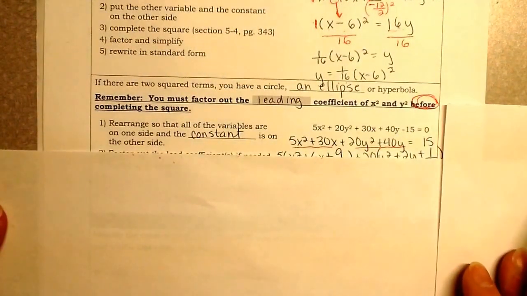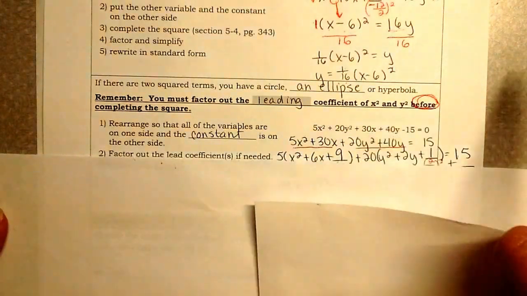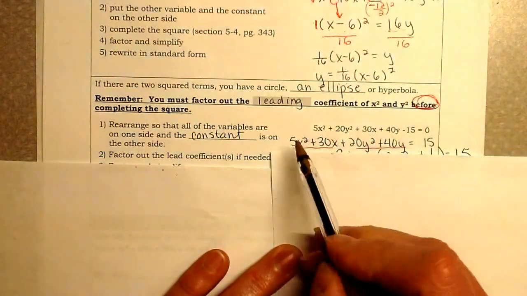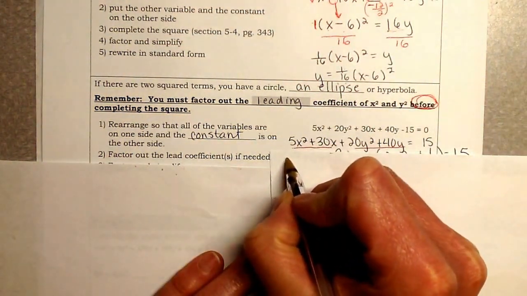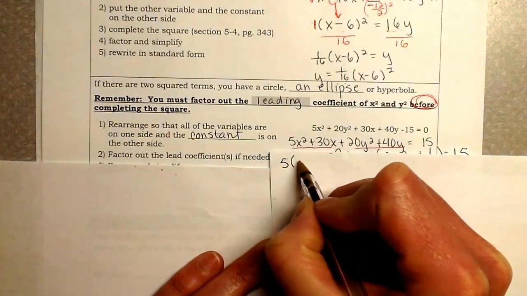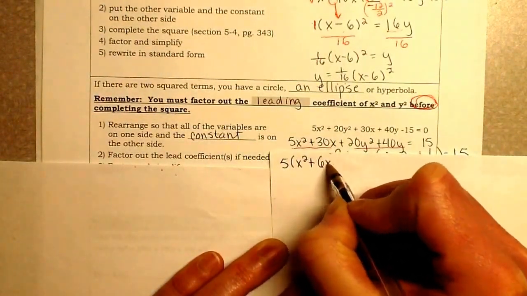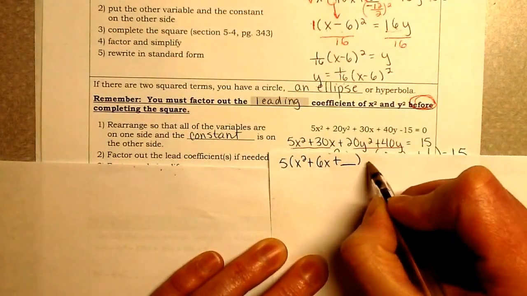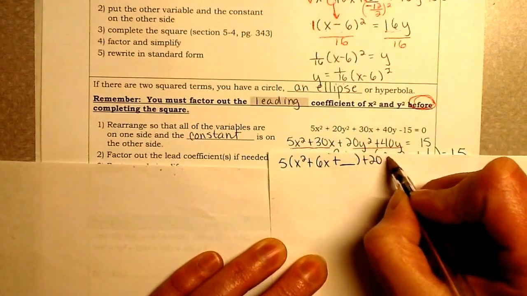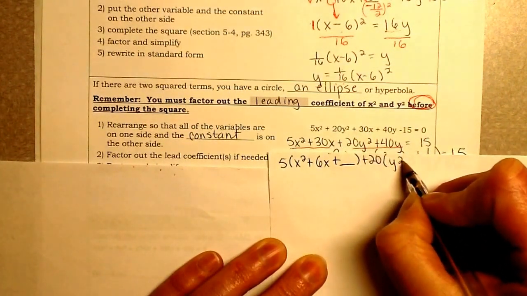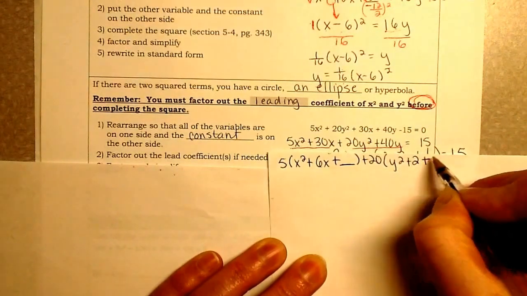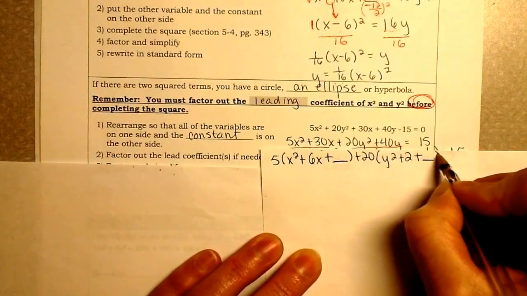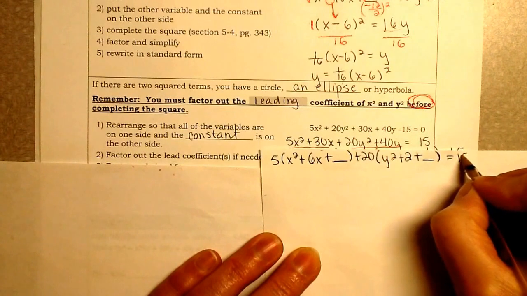All right, next thing I need to do is, and I think I'm just going to rewrite this out here, factor out the lead coefficient if needed. Well, this is not 1, so I have to factor out a lead coefficient. So we're going to pull out a 5, and then we're left with x squared plus 6x plus, I'm going to complete the square here, so I'm putting a blank here. And then I have to factor out a 20 here, so plus 20. And then we have inside the parentheses y squared plus 2. I'm going to complete the square, so I'm going to put a plus 1 there. Or let me just put a blank there first, and then we'll go back and fill it in. Okay, and that's going to equal 15.